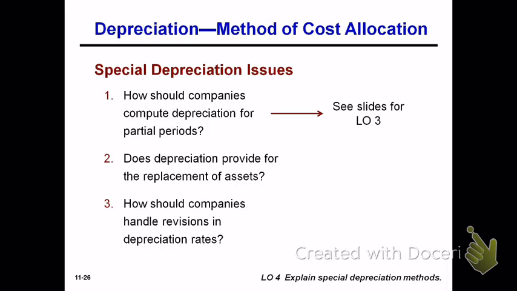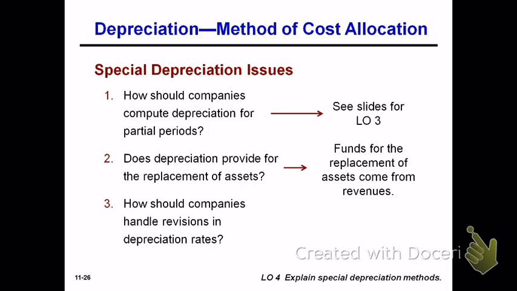Other things you have to look at: does depreciation provide for the replacement asset? No, it doesn't. Depreciation is an allocation of cost, but it's not building up the cash that you need in order to buy a new asset. So it does not have anything to do with the replacement of the asset. The replacement of the asset comes from funds generated through revenues.